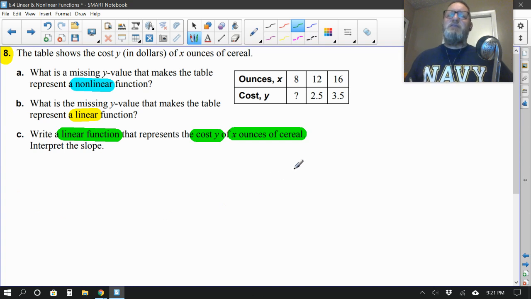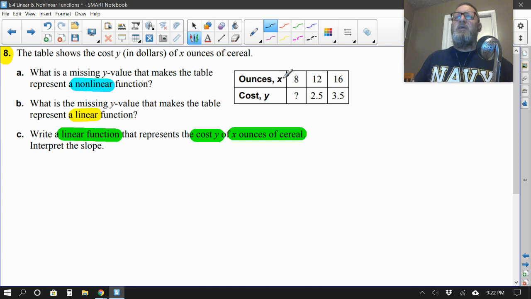But finally, here's one more for me to look at. We have a table here of the cost of cereal. So what is a missing y value that makes the table represent a nonlinear function? Oh, okay. So what they want here is what number could you put here that wouldn't end up making this into a straight line? Well, that would be anything that wouldn't be a constant rate of change.